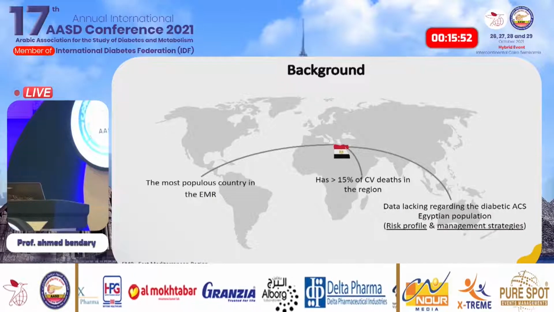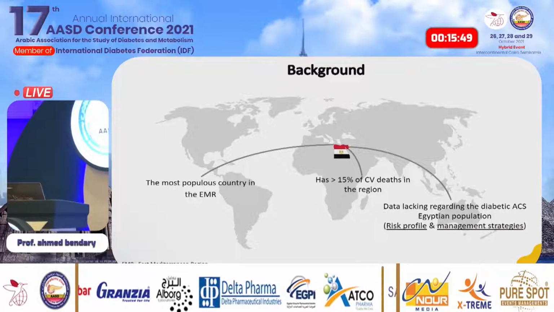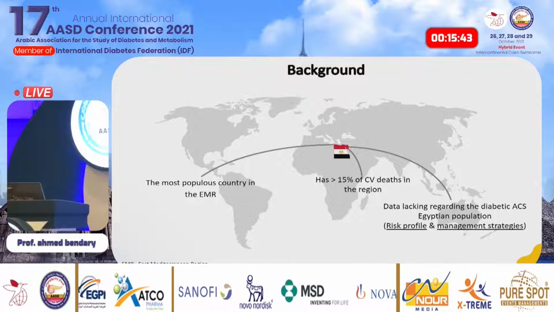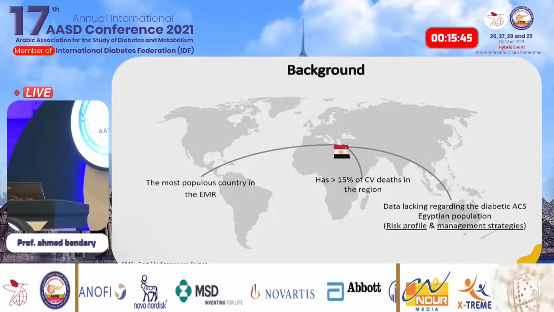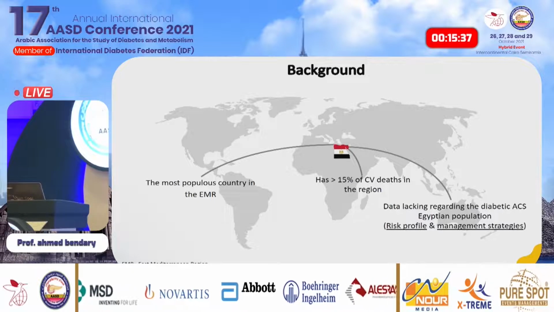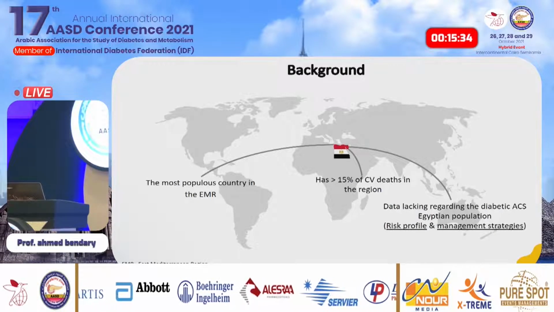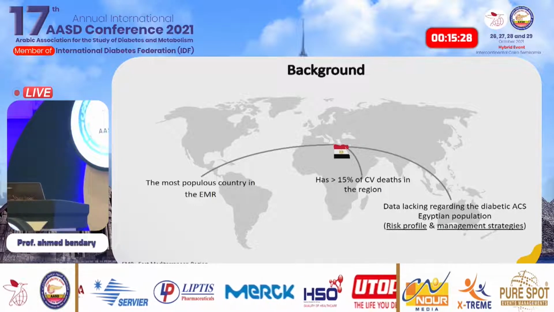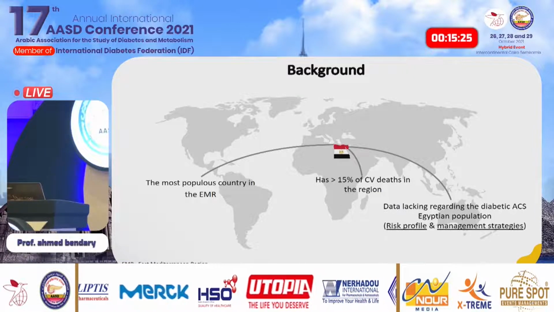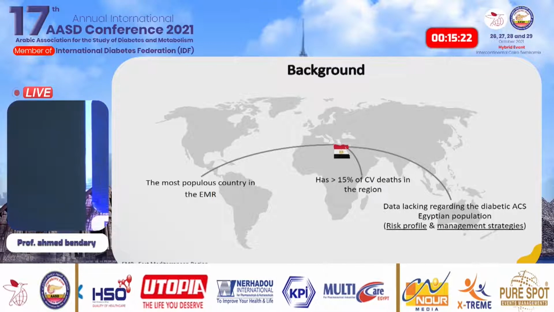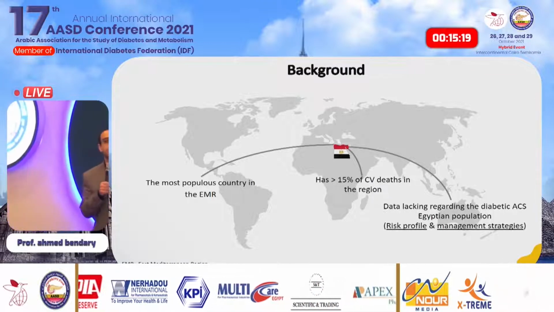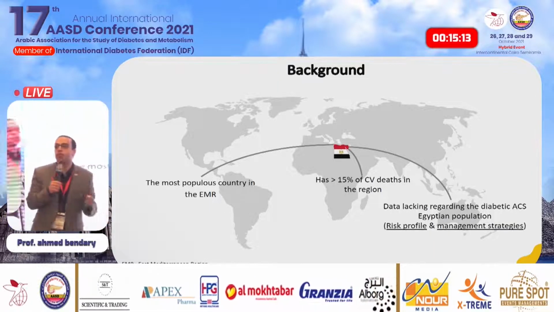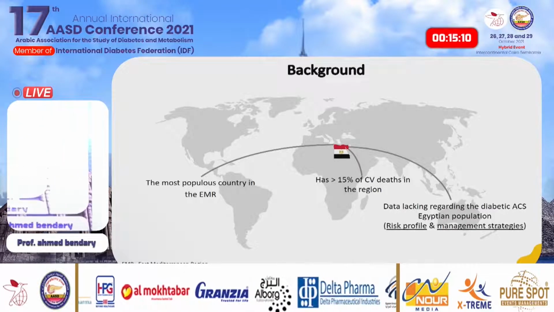Okay. Go ahead. As a starting point, taking the rope from your kind words, Professor, let's know that Egypt is the most populous country in the East Mediterranean region. This is number one. Number two, we in Egypt account for more than 15% of the total cardiovascular deaths in the region. Can you imagine this? Until recently, despite these huge numbers, data were lacking regarding the status of diabetic patients presenting to our coronary care units with acute coronary syndrome. We don't know the risk profile, and we also do not know how those patients are managed.